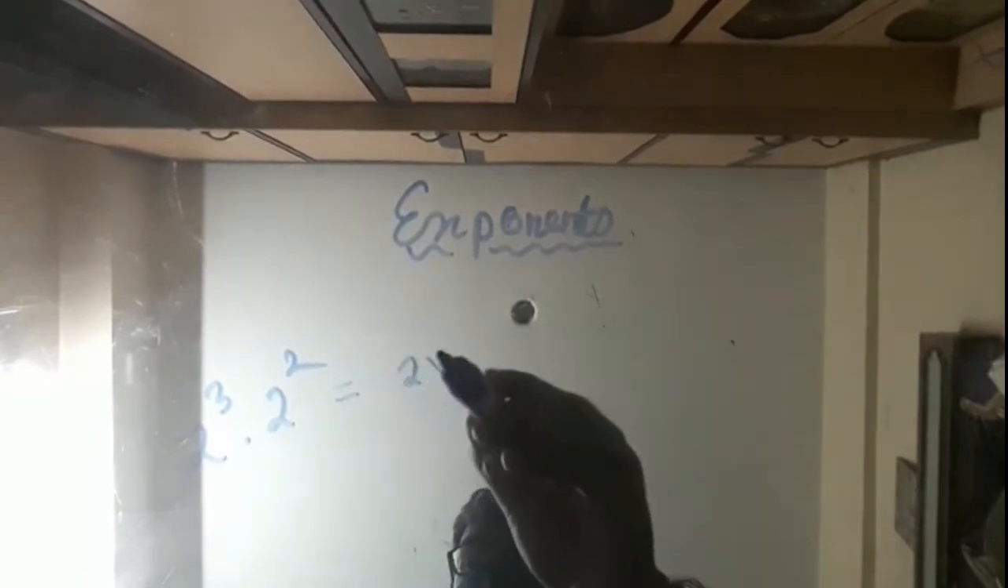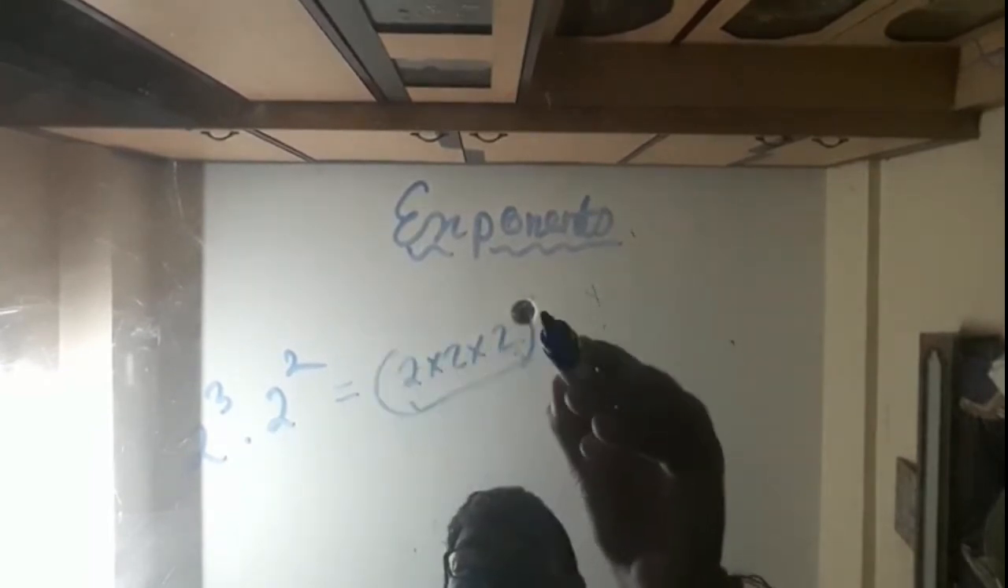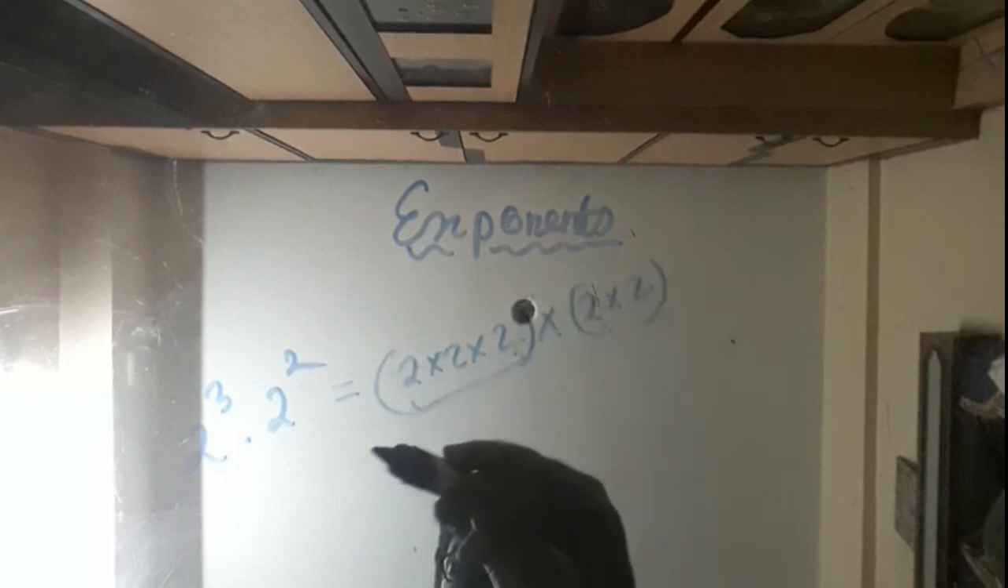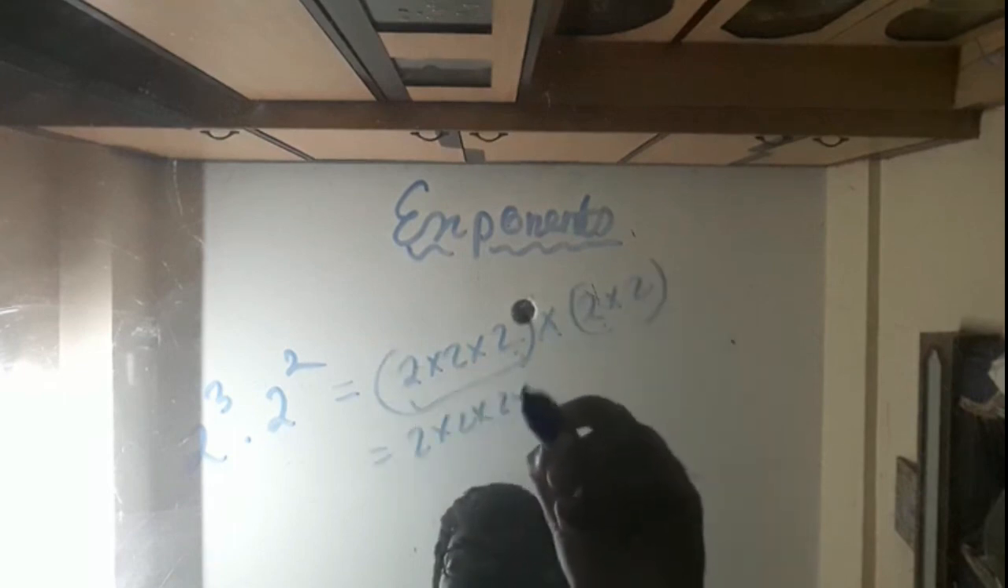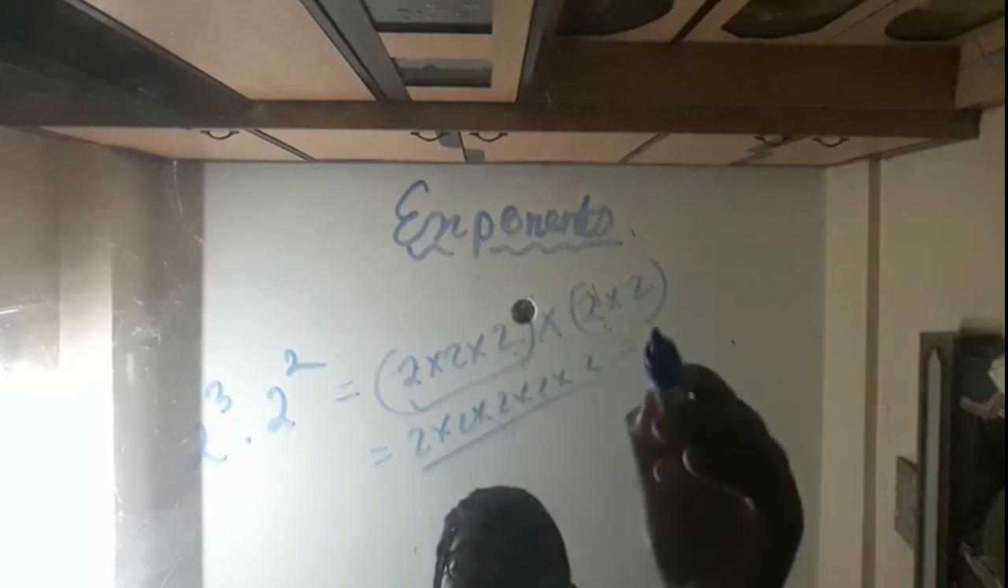Okay, example. Now it's turn for an example. 2 cube into 2 square. So this is nothing but 2 into 2 into 2. This is the first bracket, and this is nothing but 2 into 2. Now can you see 2 into 2 into 2 into 2 into 2, which is 2 raised to the power 5.